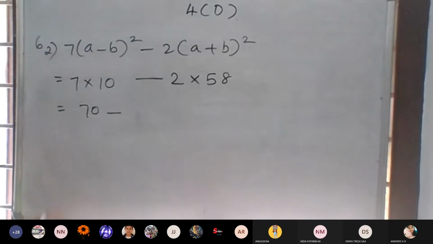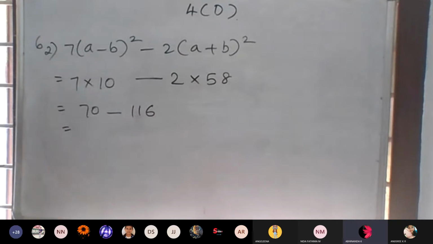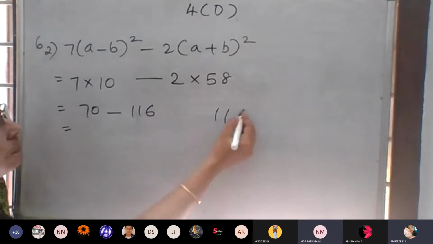So 70 minus 2 into 58 is 70 minus 116, which is negative 46.